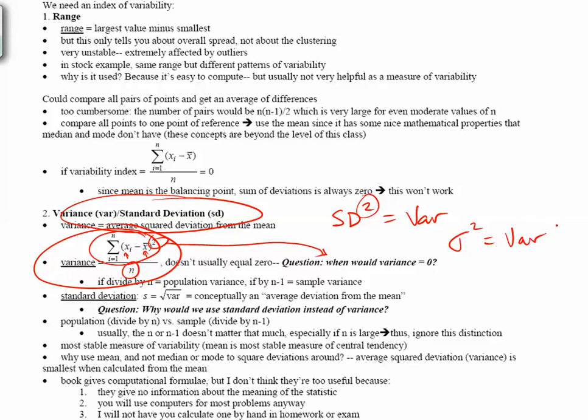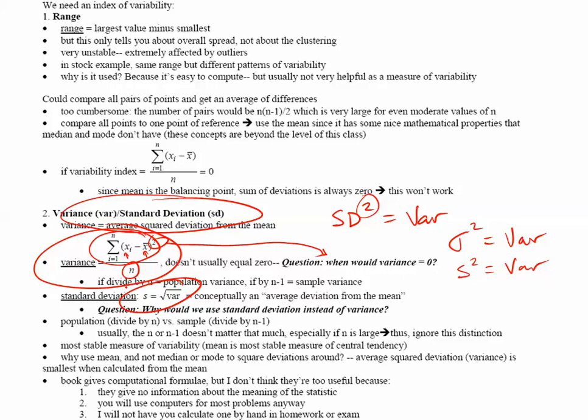This symbol is called sigma, and you'll see this quite often in my notes. That's the population variance. Sometimes the sample variance is given. This is just an English letter S squared. So if we want to know the standard deviation, we take the variance and we take the square root, and that gives us the standard deviation.